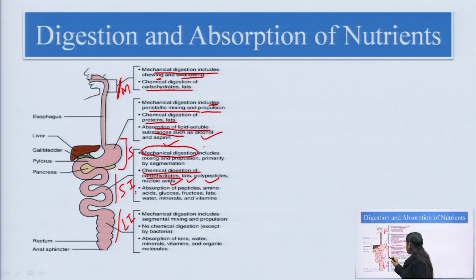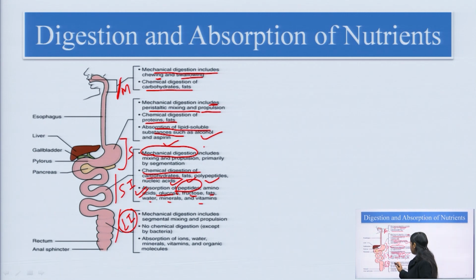Now, absorption will be there. Absorption of peptides, proteins, amino acids, glucose, fructose, fats, water, minerals and vitamins, meaning the majority of the content, will be absorbed from the small intestine area, nearly 90%. Now, we will see the large intestine.